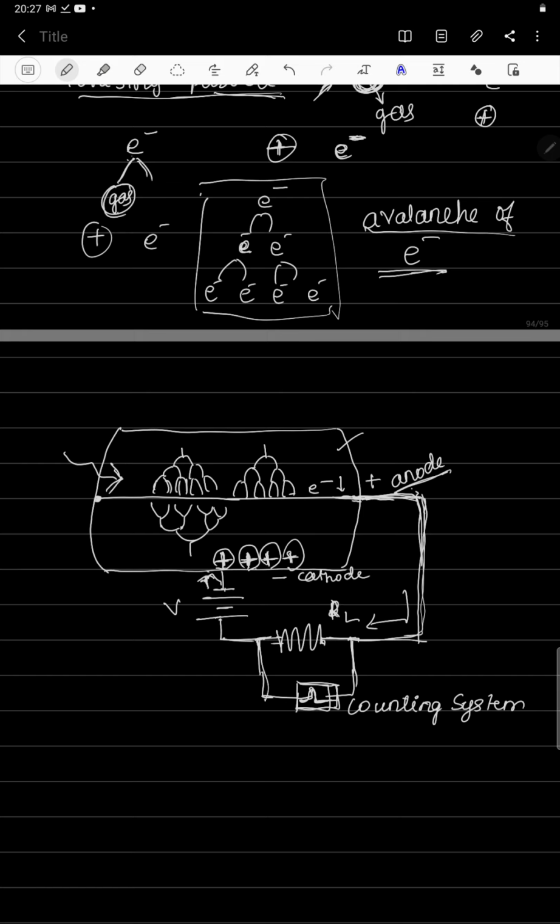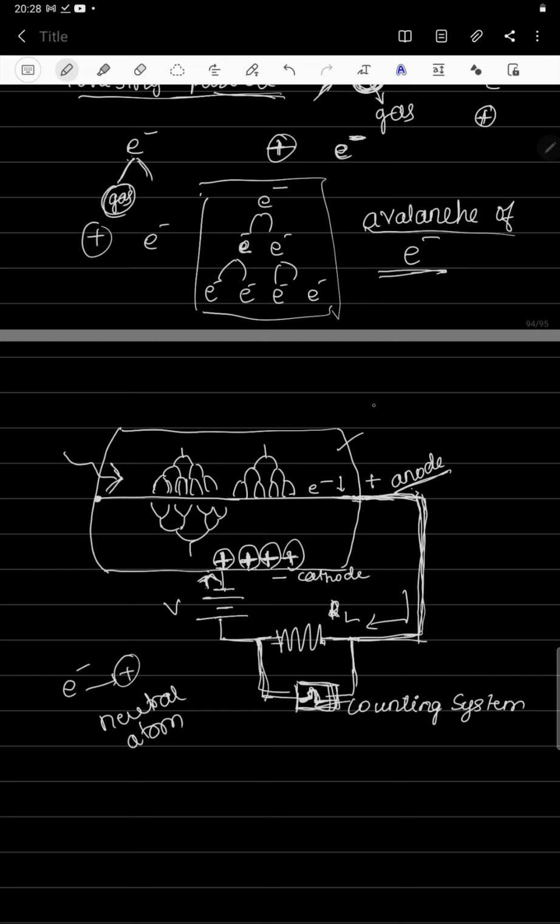As the electrons move in this manner, because this is connected to a high tension battery, they come towards the cathode. Here they combine with the positively charged ions, and the electrons and positive ions form neutral gas atoms. So when one particle enters, the avalanche of electrons and complete discharge of the gas takes place, and this phenomenon completes and gives one count in the counting system. Actually this is what happens.